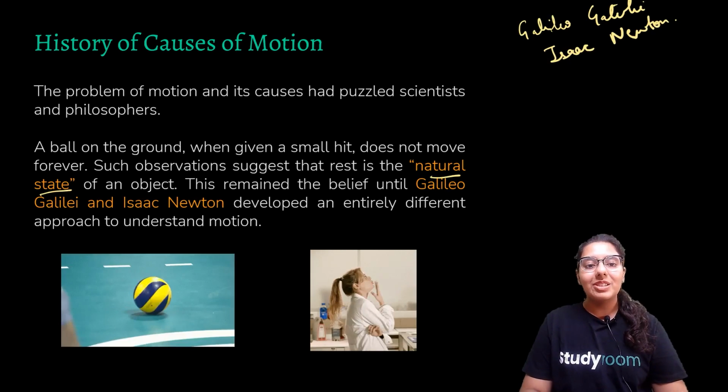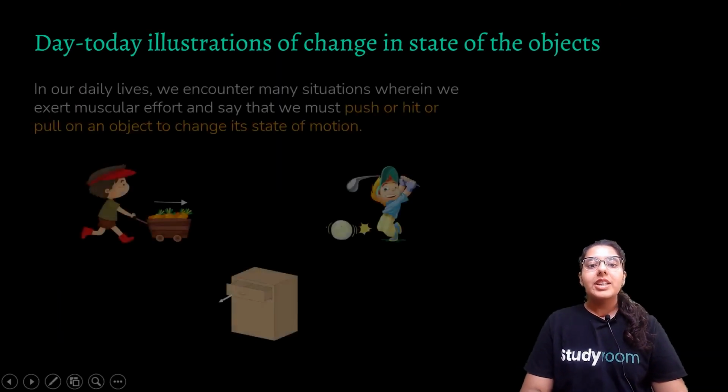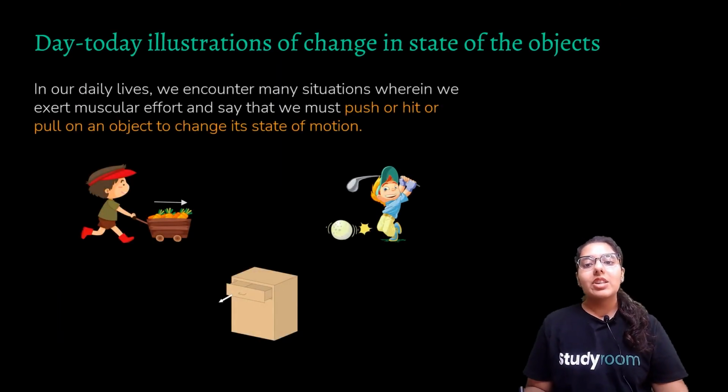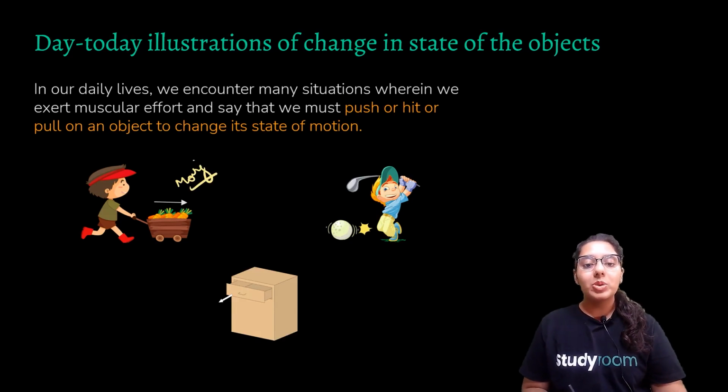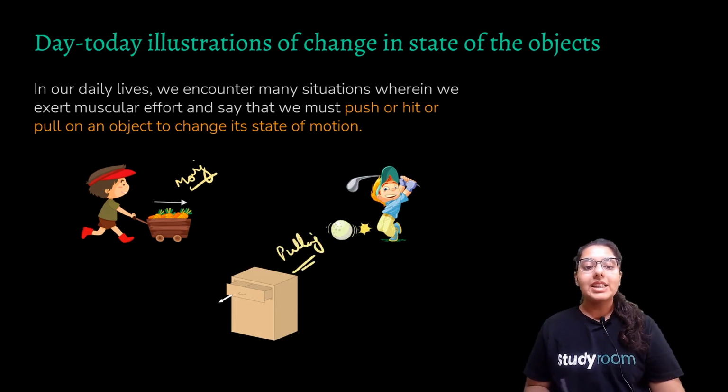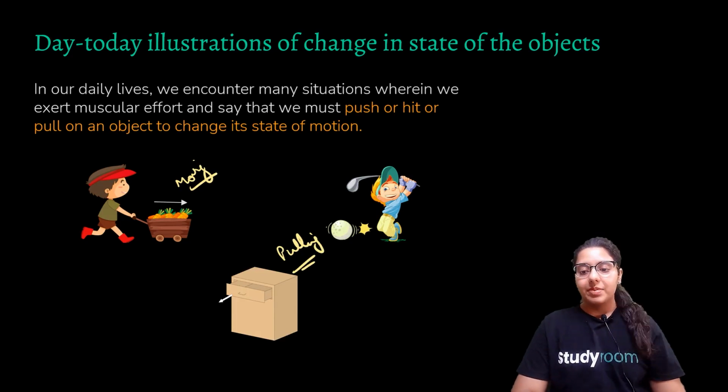So, let's explore day-to-day illustrations of change in states of objects. In our daily lives, we encounter many situations wherein we exert muscular effort and say that we push or hit or pull an object to change its state of motion. For example, this person is moving this cart, right? It is bringing this cart to motion. This boy is hitting the ball, you're pulling the drawer, right? All these are examples of motion.